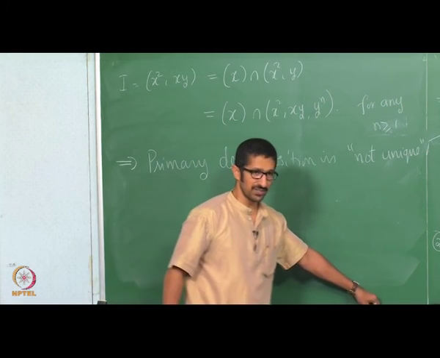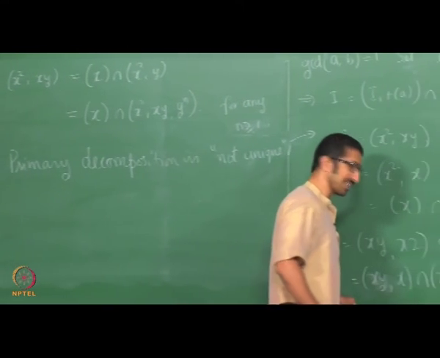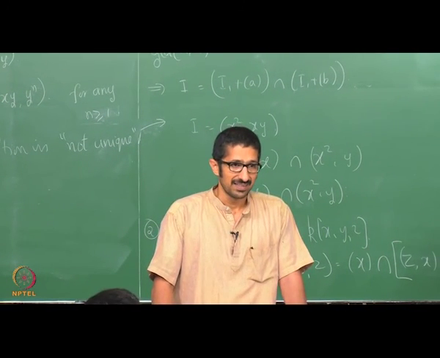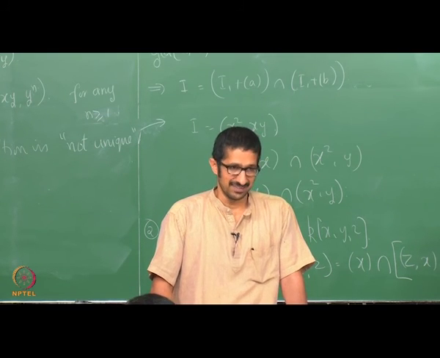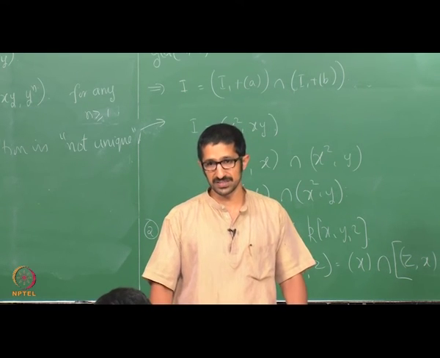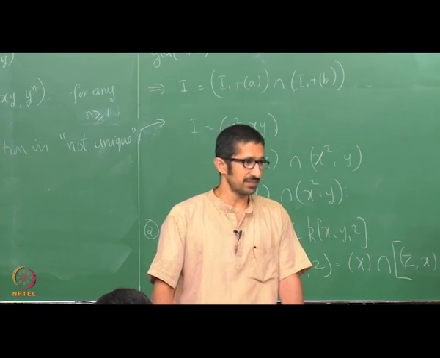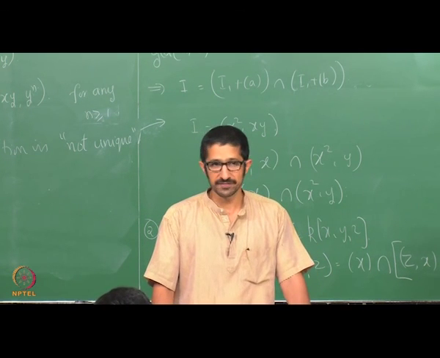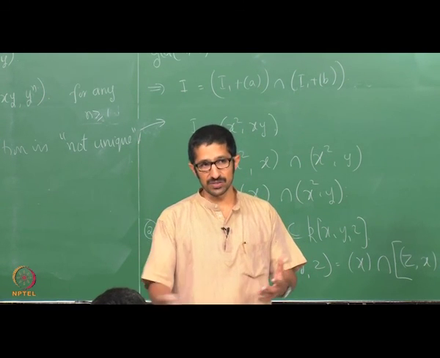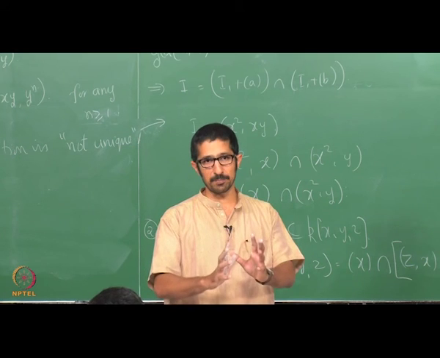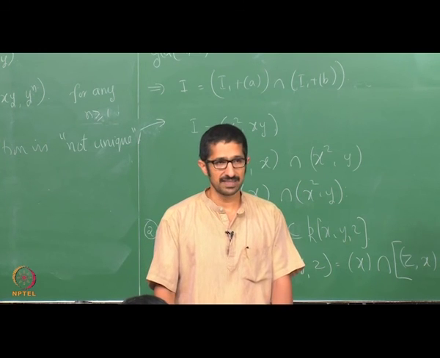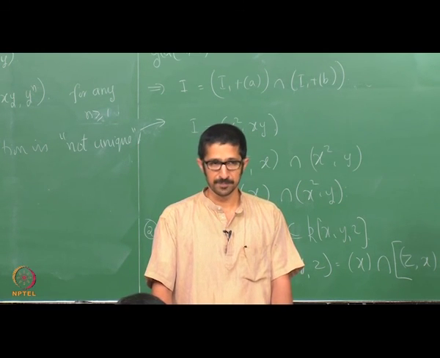So what kind of uniqueness can we expect in primary decomposition? In the primary decomposition in Z, or even in a normal UFD, what we have is some associates. In other words, the primary components are unique in some sense. Whether we have something similar in the case of Noetherian rings, we will see that later.